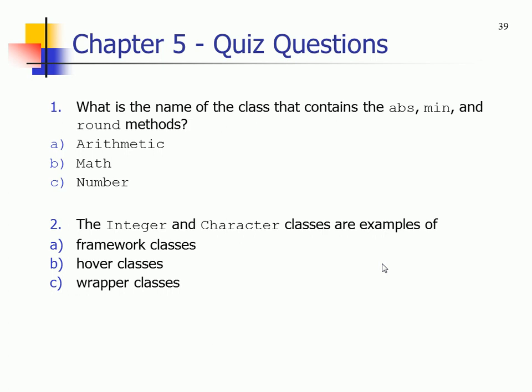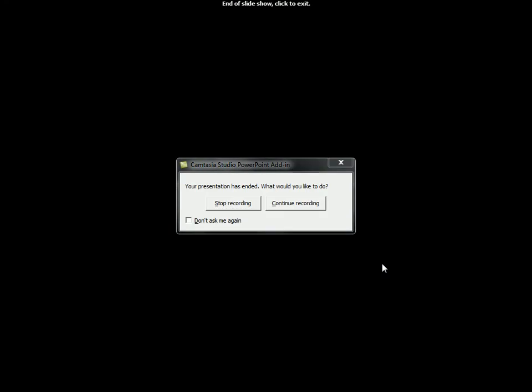Okay. So the integer and character classes are examples of the Hoover class, the framework class, or the wrapper class? Wrapper. It's the wrapper class. All right, that's the end of this chapter. I thought there was another page, but I guess not.